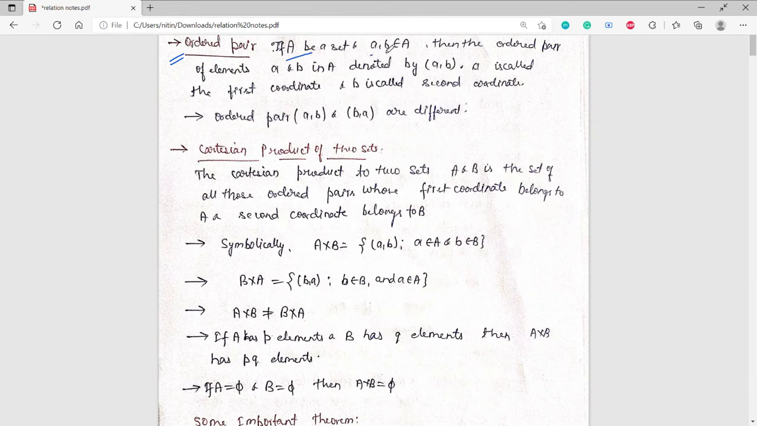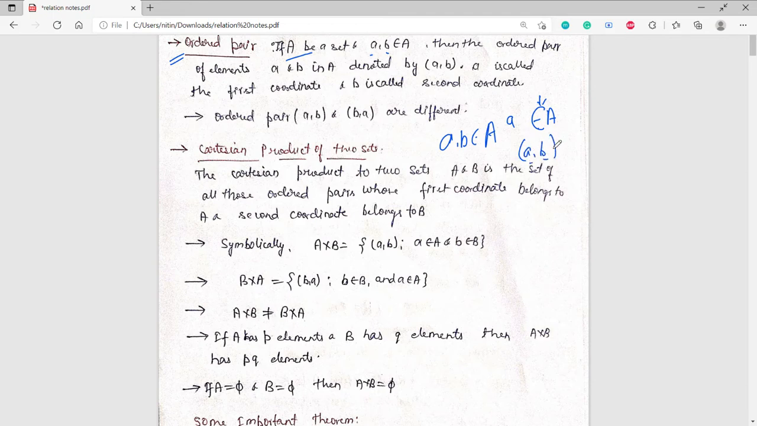Let's say A is a set and a and b are two elements that belong to A. A is the set and there can be multiple elements, but let's say a, b are elements of A. Specifically, we use this symbol which is called the belong to symbol. Then the ordered pair of elements a and b in A is written as (a, b). So an ordered pair means there is a plain bracket, then a comma b.